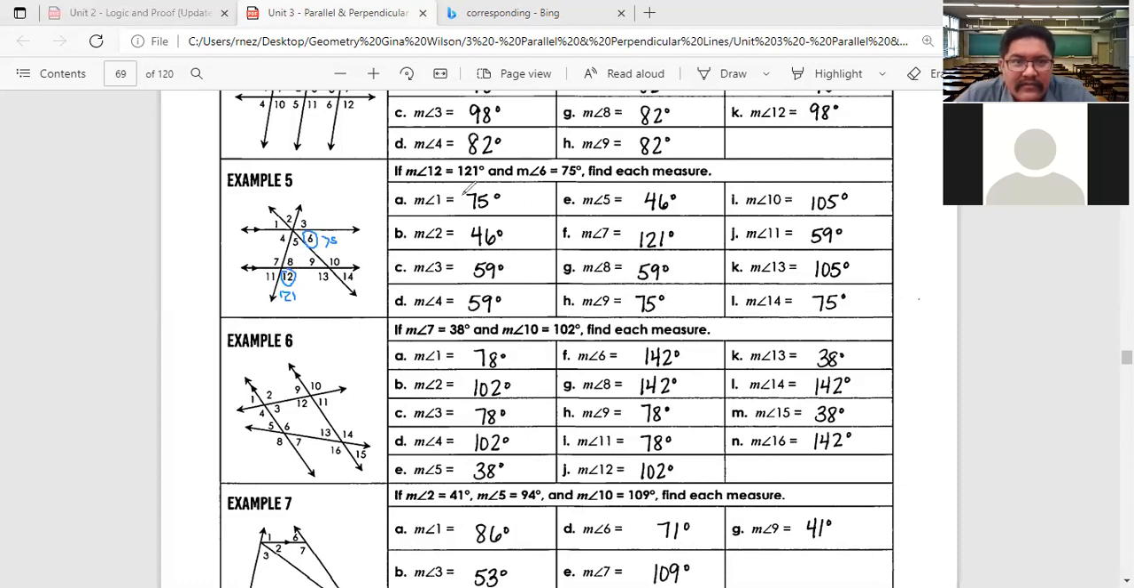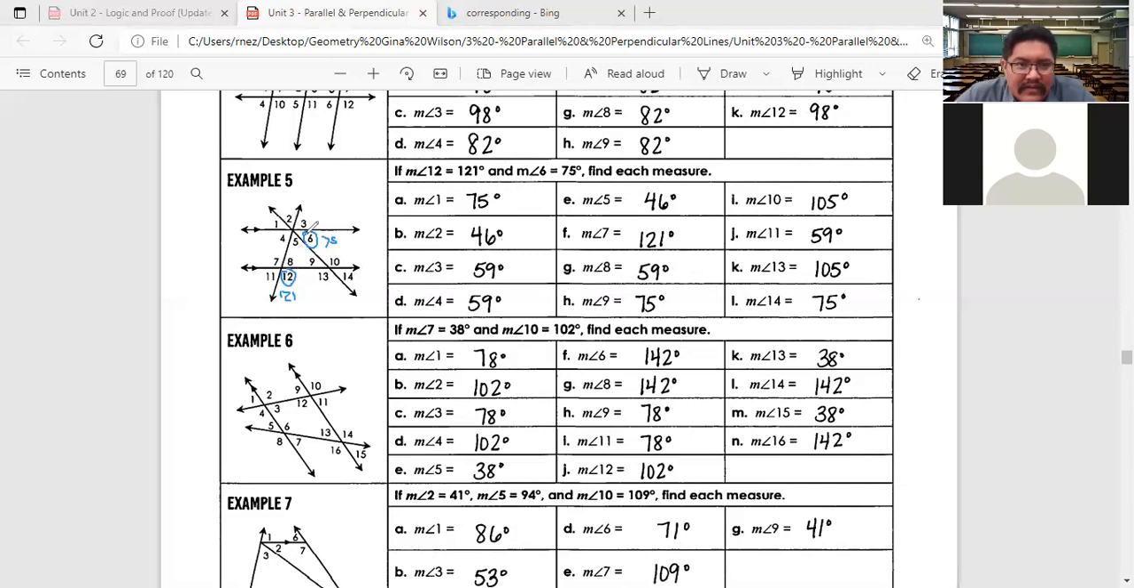So 75 degrees. Angle 1, that's going to be this one over here. That one should be an easy one because those are vertical angles. They're right across from each other. 1 and 6 are going to be right across from each other. Even though there are six different angles here, it doesn't really matter how many angles there are. Vertical angles are still going to be congruent, so that's how they got 75 here.